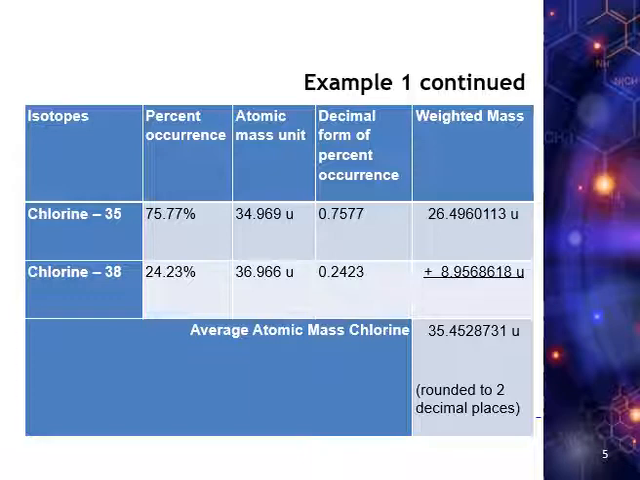35.4528731. In general, we're going to round to two decimal places because most of the time the laboratory balances we use have just two places. So rounded to two places, the average atomic mass of chlorine is 35.45.